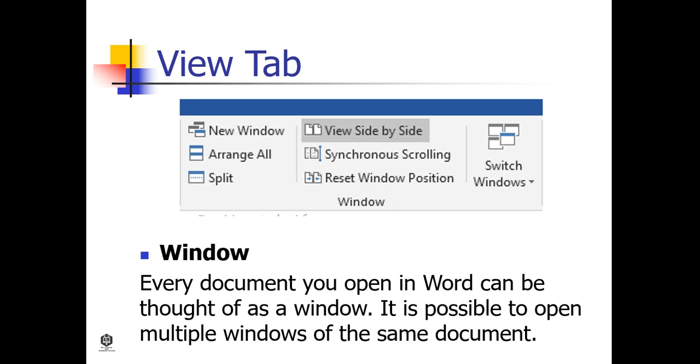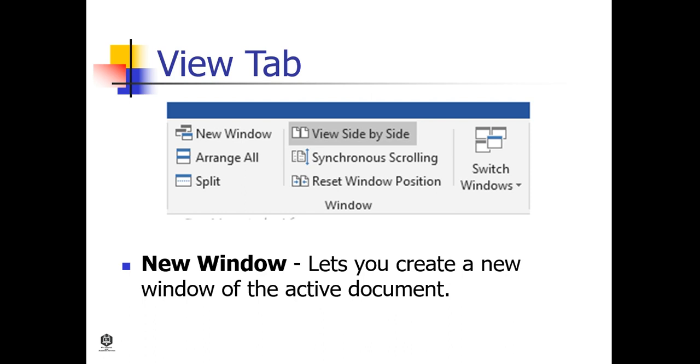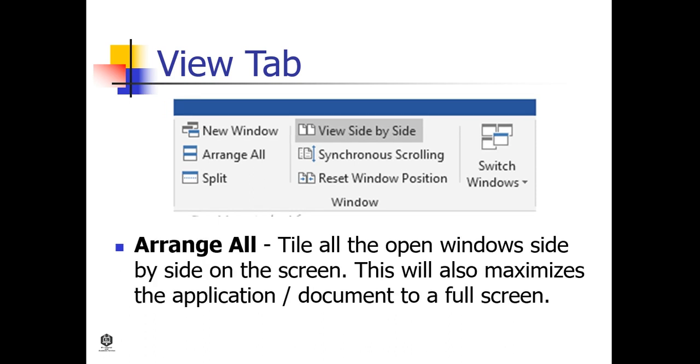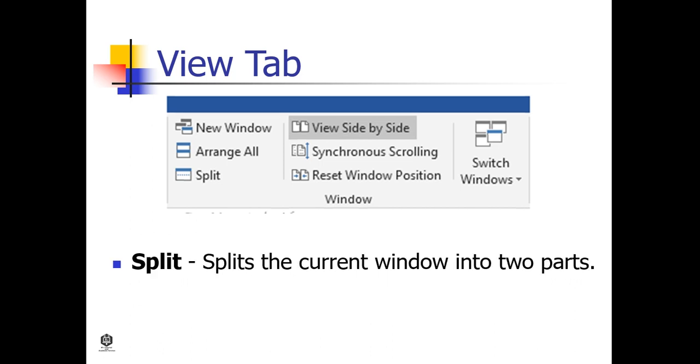Let's talk about the window part. Every document you open in Word can be thought of as a window. It is possible to open multiple windows of the same document. New window. Let's create a new window of the active document. Arrange all. Tile all the open windows side by side on the screen. This will also maximize the application or document to a full screen.